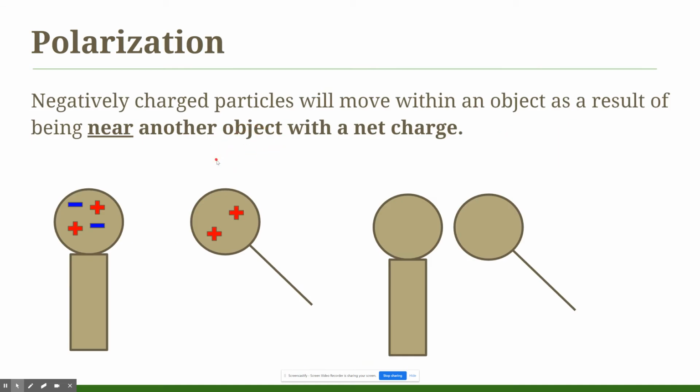Our next topic here is polarization. So when we have an object that is close to a charged object, if it is a conductor, it can move its negative charges. So when we bring this positive object close to this neutral object, these negatives can move in it as long as this object is a conductor. So remember, that means electrons can move easily. If it's an insulator, they don't move as much.